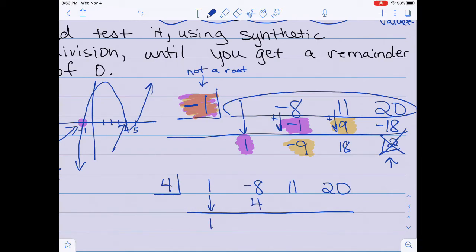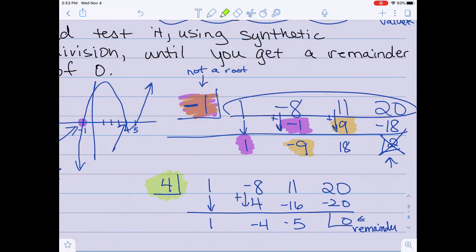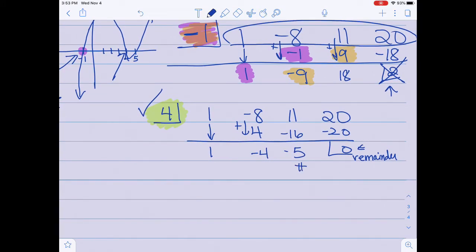Okay, let's try this. 1 times 4 is 4. -8 plus 4, adding down, we get -4. Multiply, add down, we get -5. Multiply again, -20. And look at that, our remainder is 0, which means that x equals 4 is a zero. Check. Remember how I said our remaining numbers give us the constant, x and x squared values. So we're left with x squared minus 4x minus 5. We still need to find the rest of the zeros.